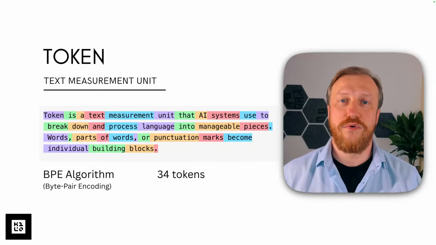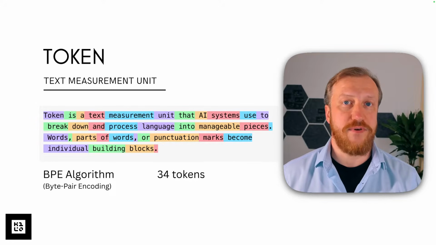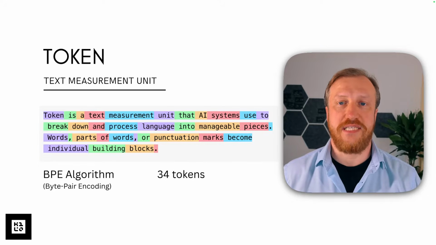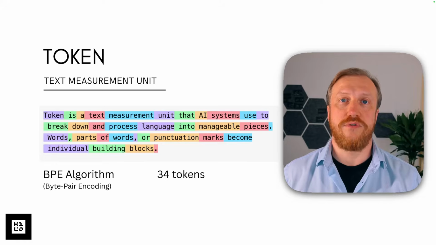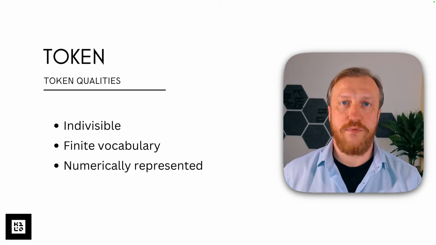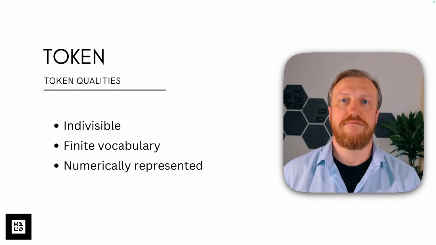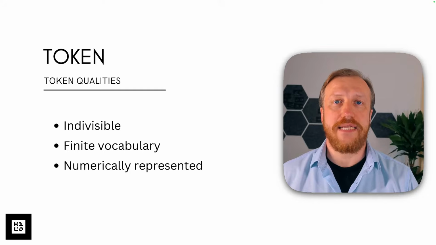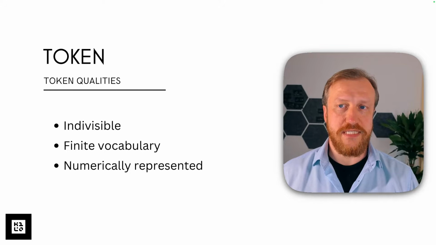There are some more algorithms available. Different models can use different algorithms, but the general idea will be exactly the same. We are splitting texts into chunks so AI models can operate on them. What are the qualities of those chunks or units or tokens? They are indivisible. A token cannot be split into smaller tokens.